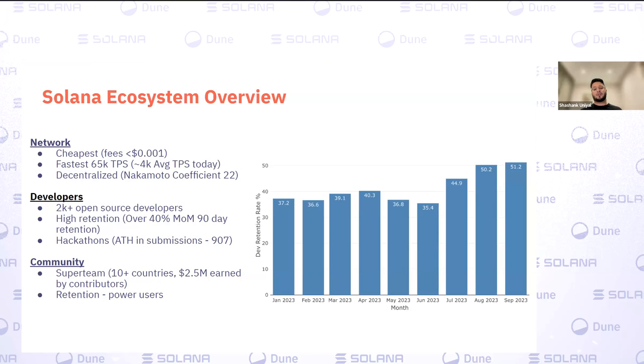And then we have initiatives like Superteam, which are pretty organic. They're in over 10 countries. It's a group of people just building on Solana. It's artists, content creators, and developers, just contributing to the ecosystem. And they've earned about $2.5 million in contributions. Again, they're contributing to the ecosystem and making money and keeping that whole cycle going.